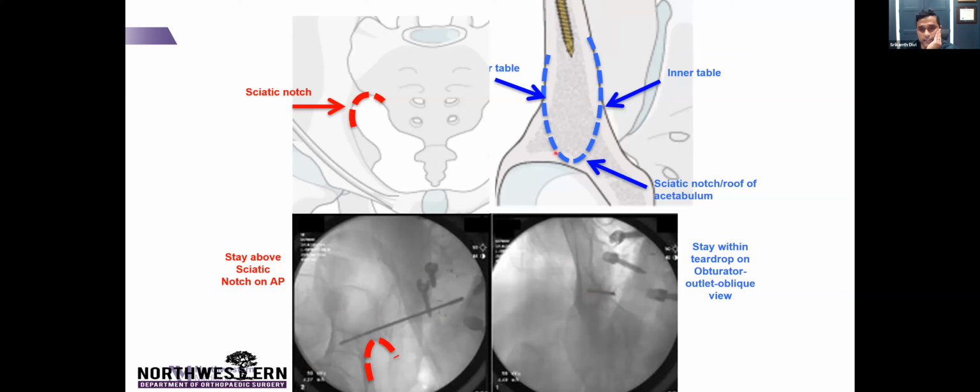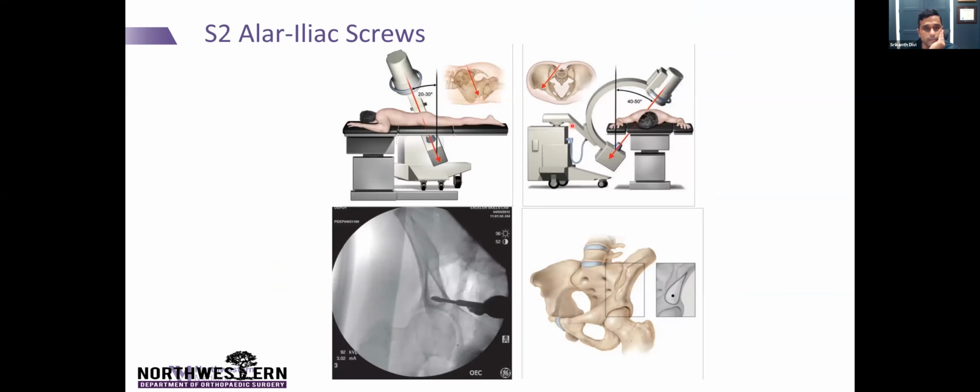You want to be within this teardrop here, above the sciatic notch, in between the inner and outer table. As an example, this is your outlet view, and this coming over top is your obturator oblique. This is what you want to see, this nice, clear teardrop. If you don't find that, and that's what you're representing here, this column, you're going to adjust your C-arm until you find this.